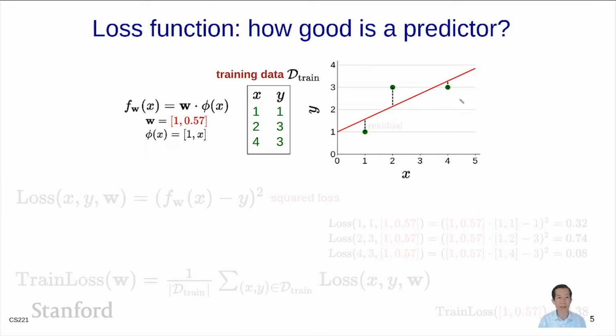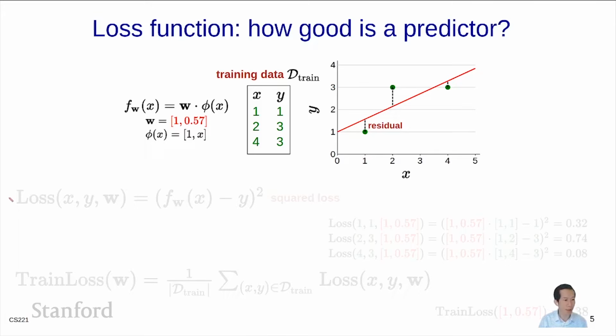Intuitively, how good a predictor is is how well it fits the training data. And we're going to quantify that by measuring the distance between the prediction and a target. This difference is called the residual. So we're going to measure the residual for each of our points, and we're going to take that into account.